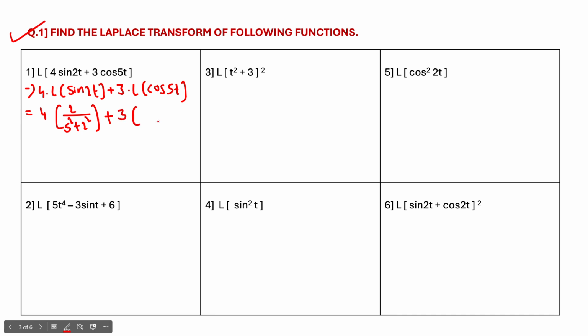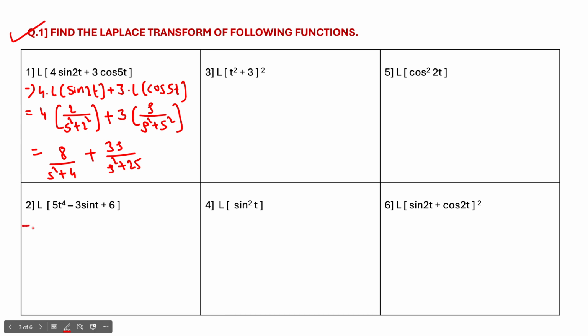Apply the Laplace of cos 5t formula. So Laplace of cos at is s upon s square plus a square. So Laplace of cos 5t will be s upon s square plus 5 square, okay. And finally just simplify this, means multiply 4 inside. So 4 times 2 will be 8 divided by s square plus 2 square, or you can write 4 also, and plus 3 times s will be 3s divided by s square plus 5 square, you can write or 25, okay. In this way you can solve any equation of Laplace transform.